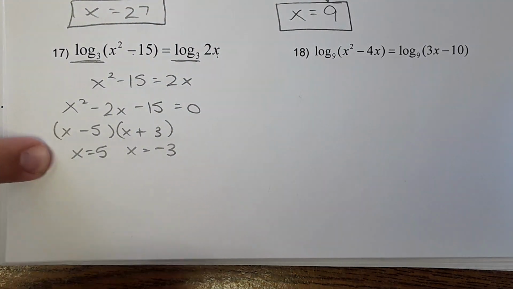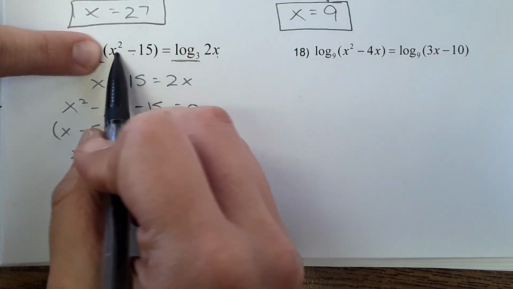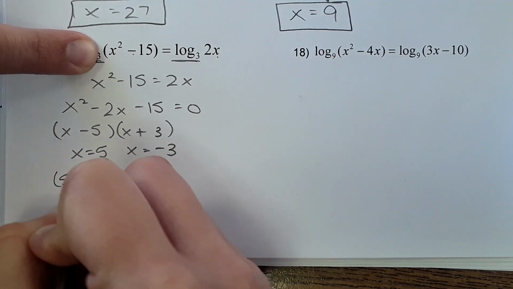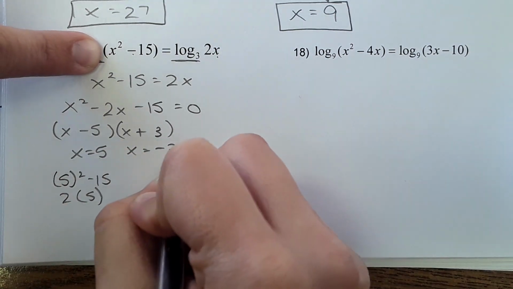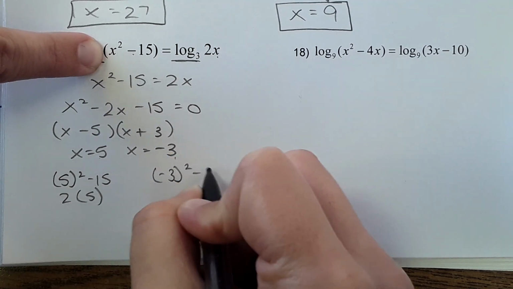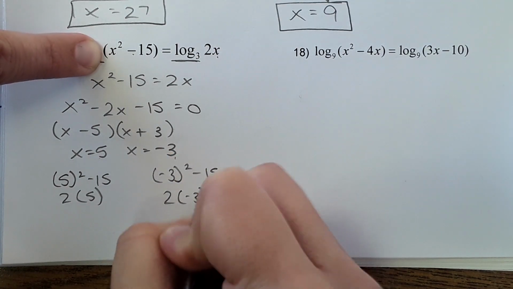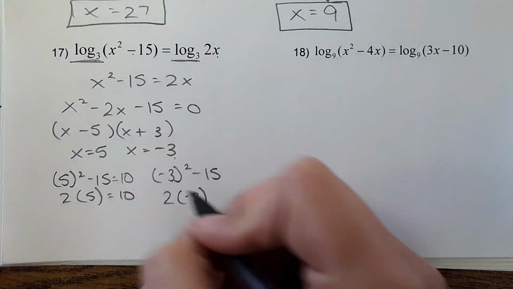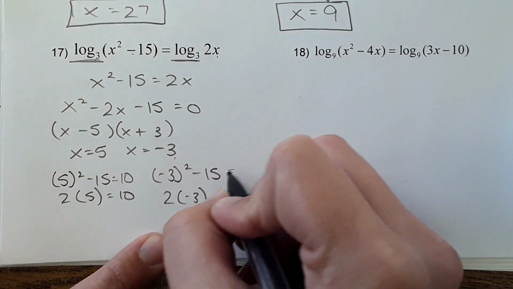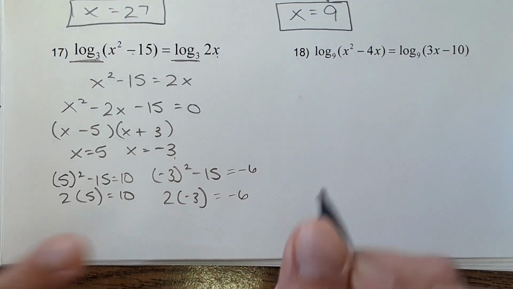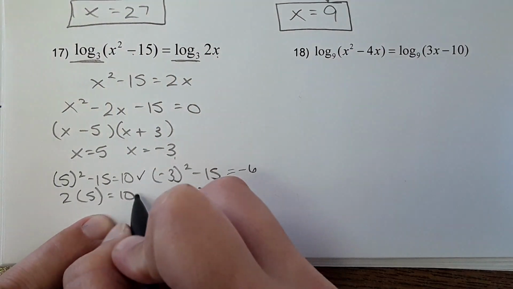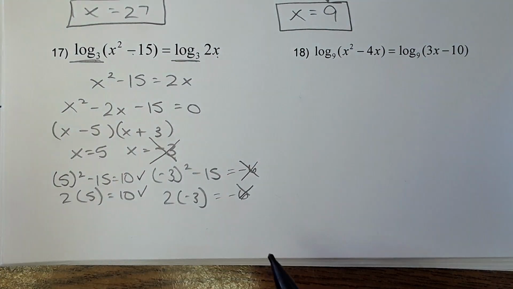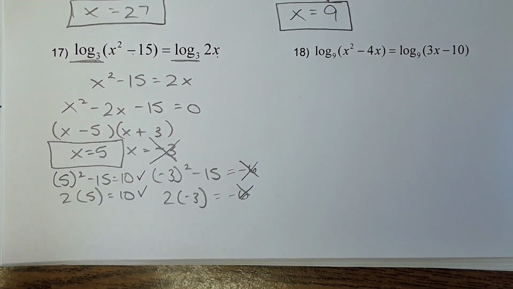So what that means is we're going to plug in 5 to both of these. So it would be 5 squared minus 15 and 2 times 5. And then we plug in negative 3. Negative 3 squared minus 15 and 2 times negative 3. Here I get 10 and 10. And this comes out to negative 6 and negative 6. The positive 10 is fine, that works. Can't have a negative here, so we have to throw this answer out. And our answer is just x equals 5.